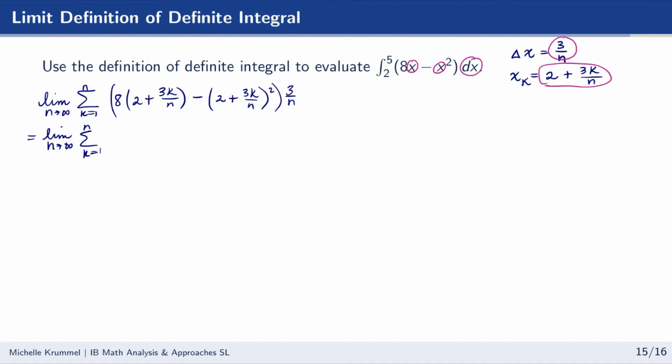Okay, we have 8 times 2 is 16, and then 24k over n minus, and I'm going to FOIL this out, so 2 times 2 is 4, and then 2 times 3k over n, and double that is 12k over n, but we're subtracting, so minus 12k over n, and then 9k squared over n squared, and we're subtracting 9k squared over n squared. And then we still need to multiply by 3 over n. We also have some like terms here. We've got the 16 and the minus 4, and then this term and this term can be combined as well. So let me combine those like terms first, and then I will distribute 3 over n.